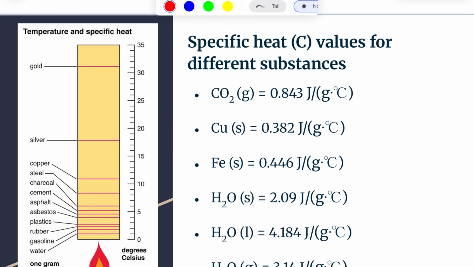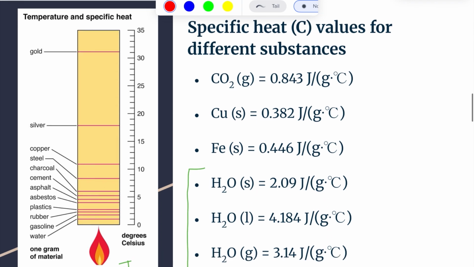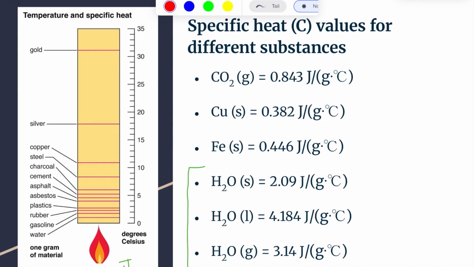And then water vapor would be 3.14. And we are going to focus on looking at energy changes with water. And so these are on your formula sheet, so you may need to use those. You may be finding a specific heat, but they are not things you need to memorize.